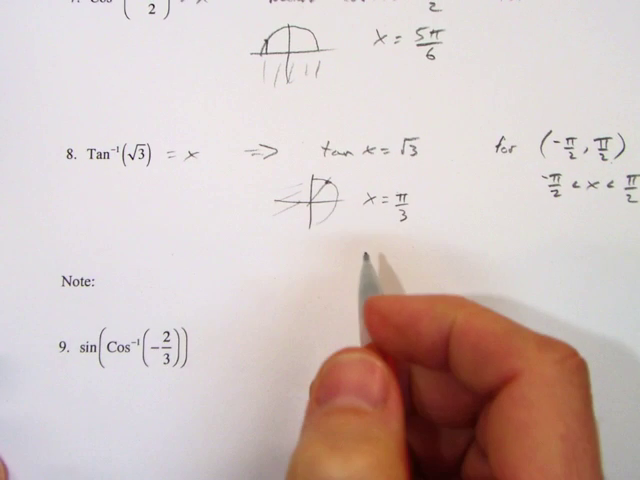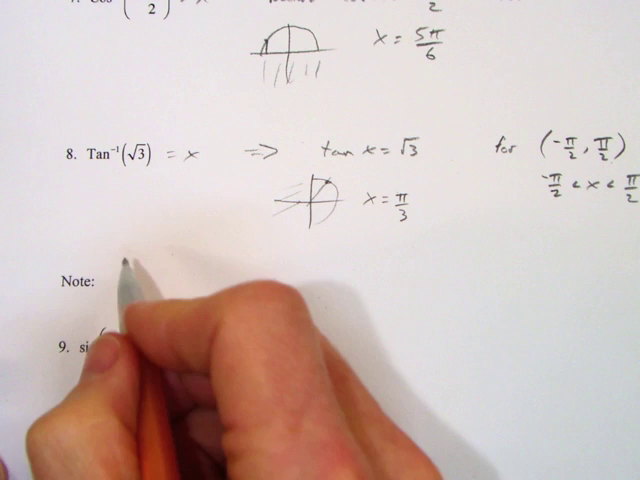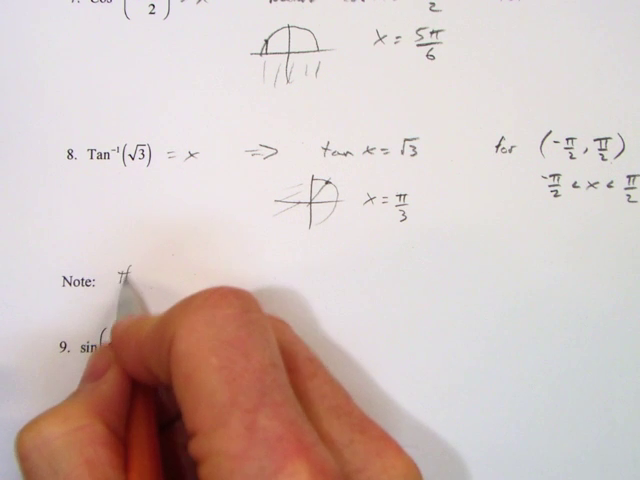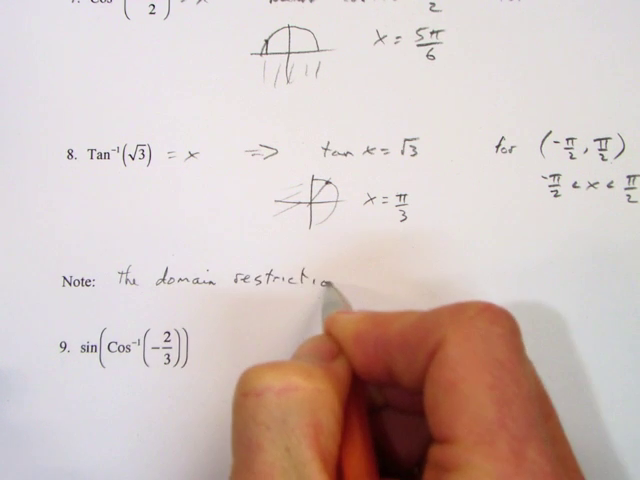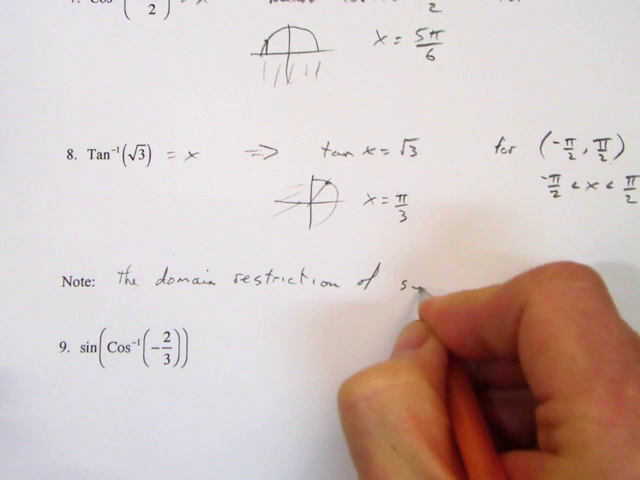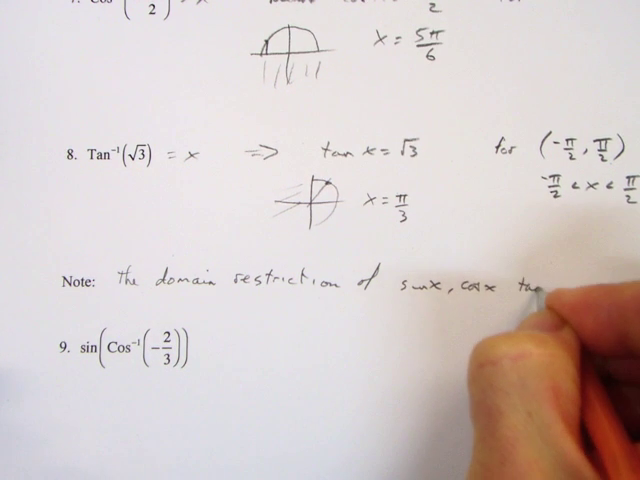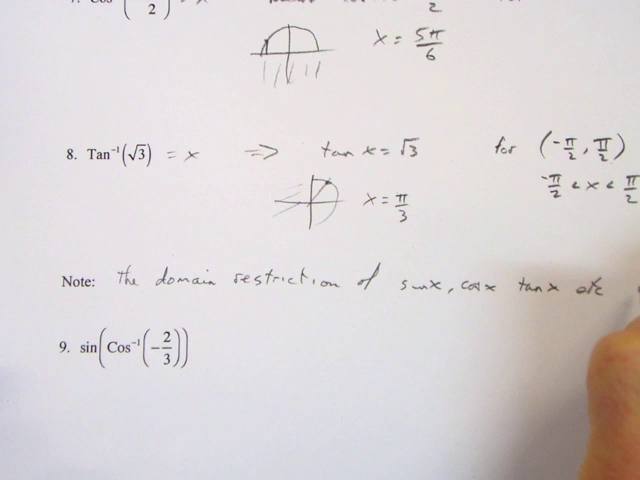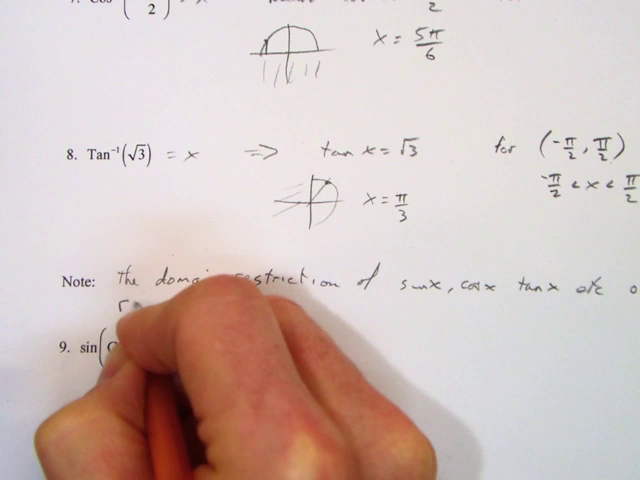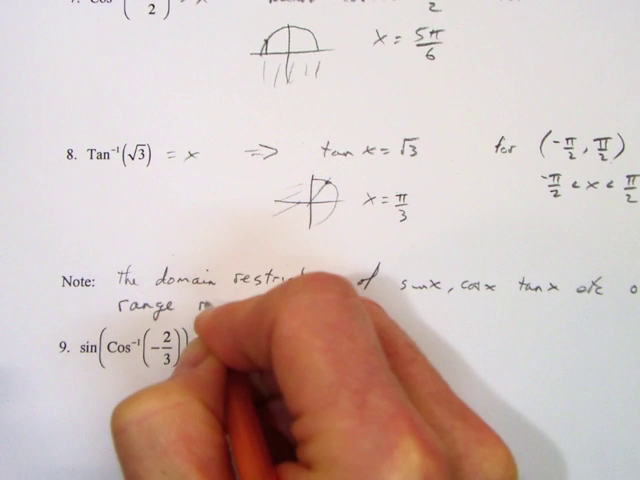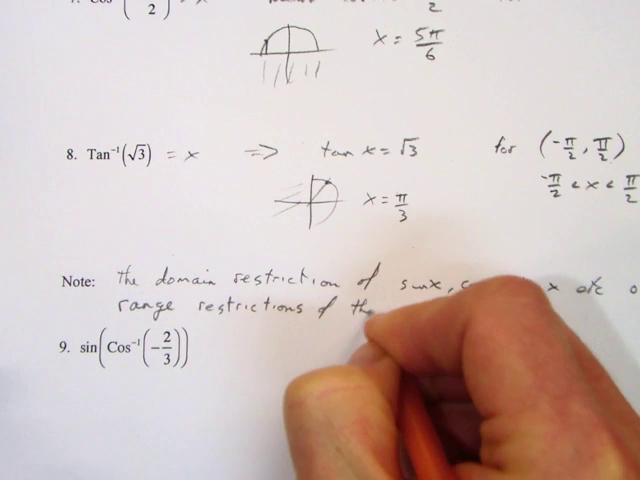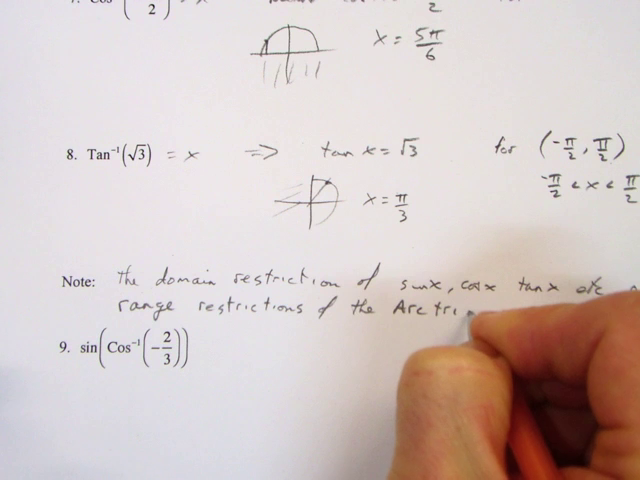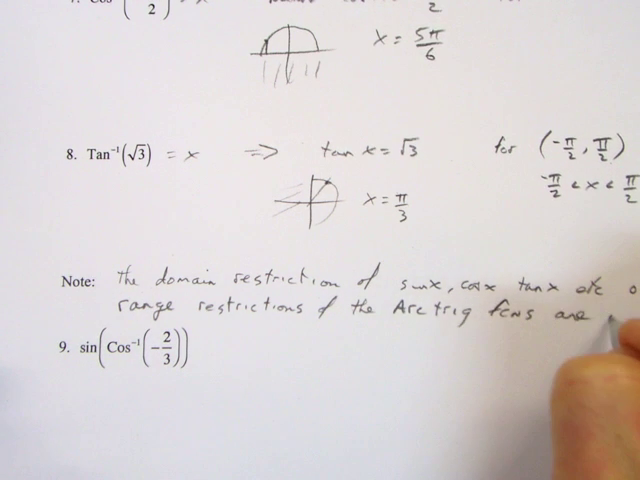All right, note that, and I've said this, but we didn't write it, the domain restrictions of sine, cosine, tangent, etc., or the range restrictions of the arc trig functions are important.